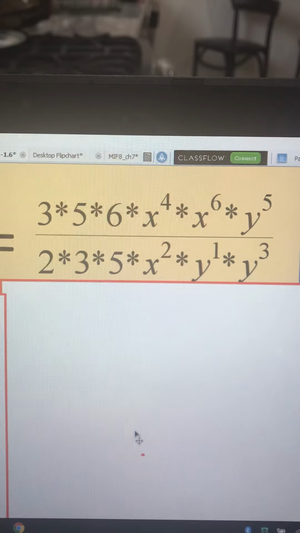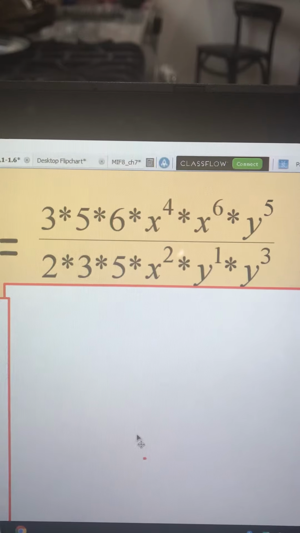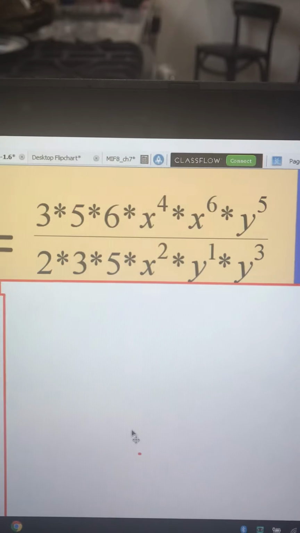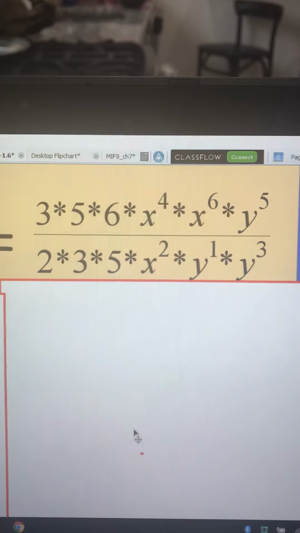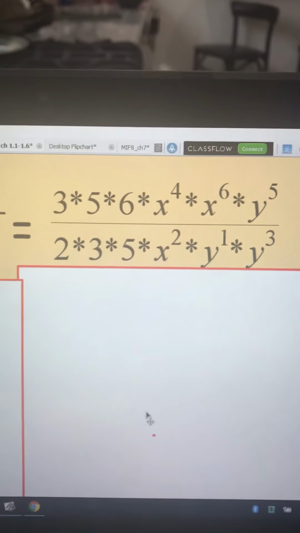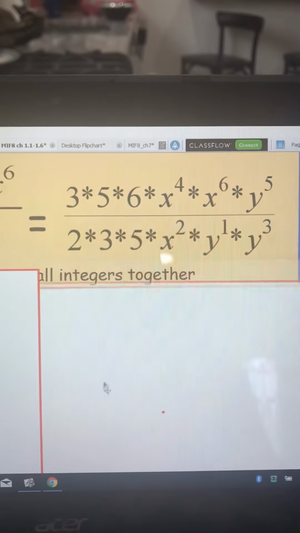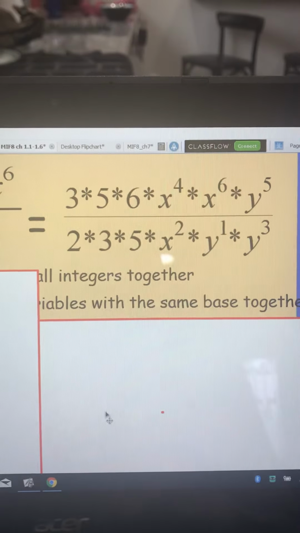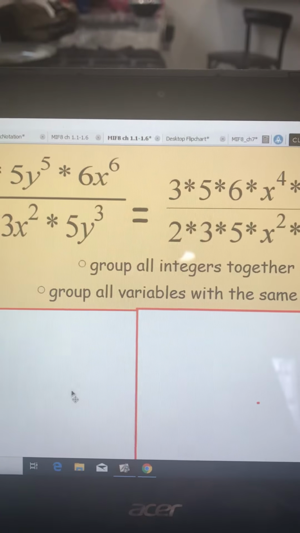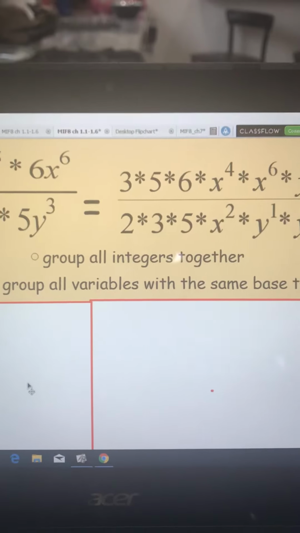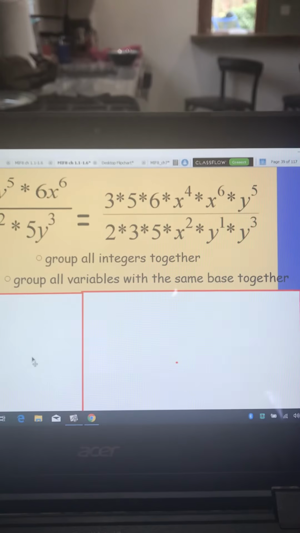I rearranged all of those multiplied terms so that they were grouped together. So we've got 2 times 3 times 5, our coefficients, and then we've got our x term and our y terms, okay? And here's the notes that go along with that. So I'll uncover those for you. You can pause me again and copy these notes down. Try to copy them right next to that step. It says group all integers together and then group all the variables with the same base together. Okay, next step.